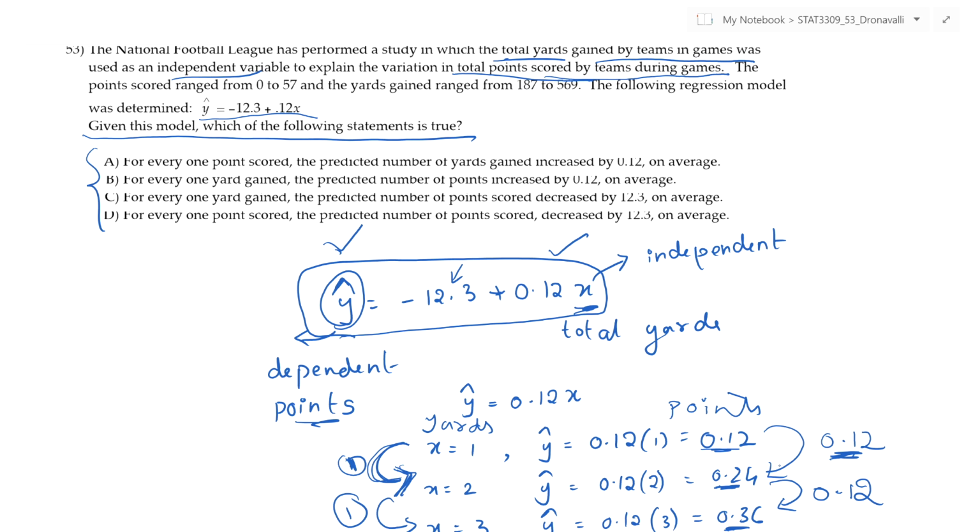Okay, so let's search for this one in the following options. For every 1 point scored, which is wrong, this is always expressed in terms of yards. So it is for every 1 yard gained. So it should be either this one or this one. For every 1 yard gained, we're going to get on average 0.12 points. The predicted number of points increased is 0.12. So this one is our right answer.